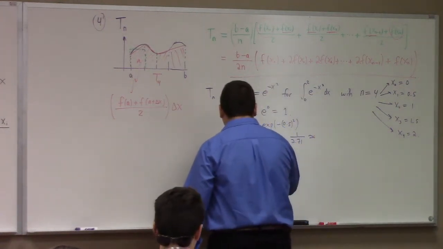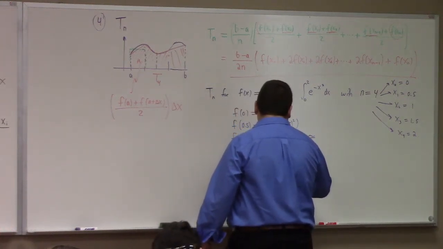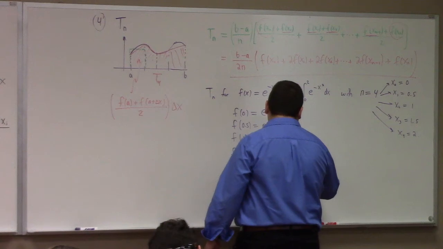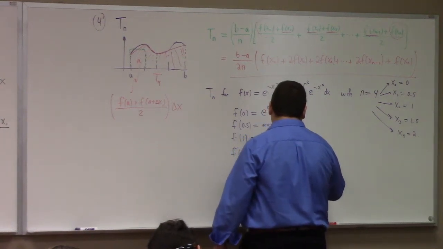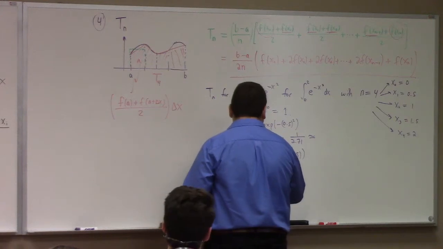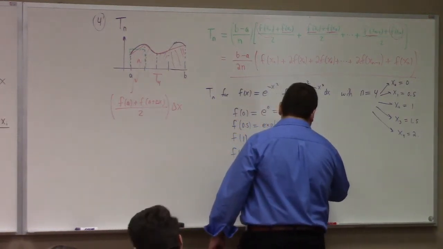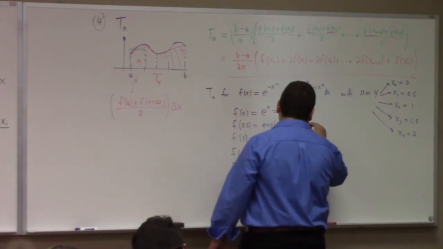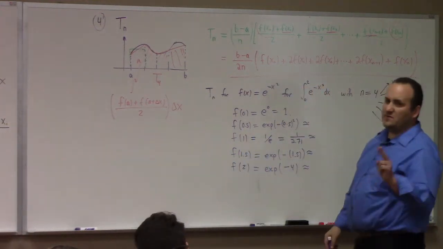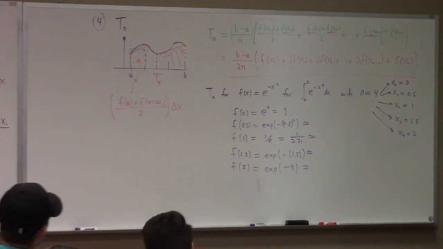f of 1.5 I need from you guys. That's the exponential of minus 1.5 squared, or the exponential of minus 2.25. And finally I need f of 2, the exponential of minus 4. What's that equal to approximately? I would like these up to 2 decimal places just for the sake of discussion. So you guys tell me what they are.